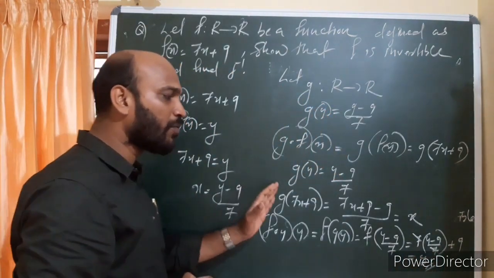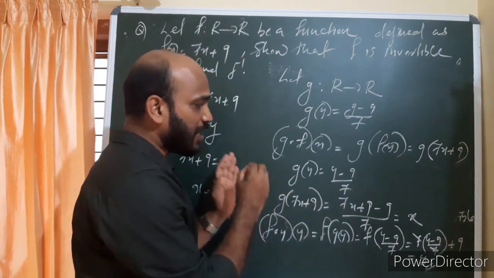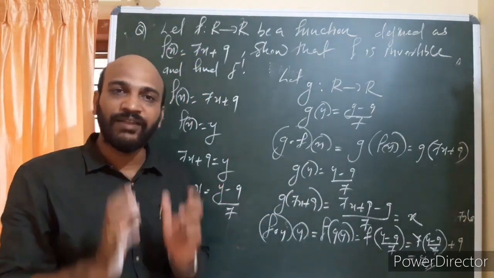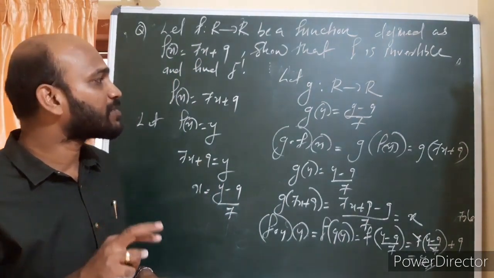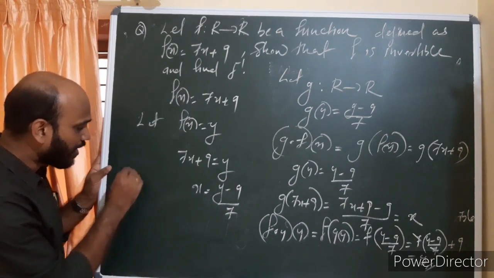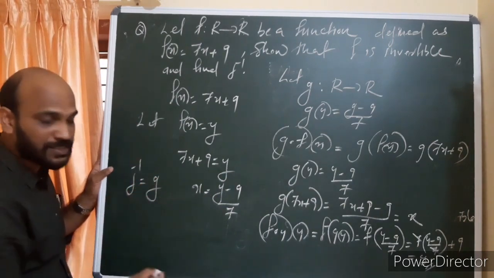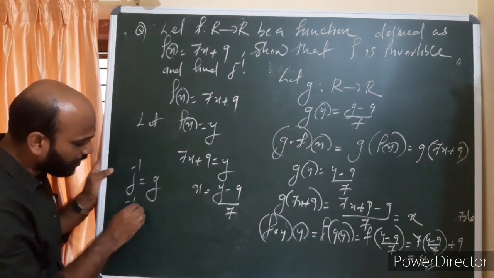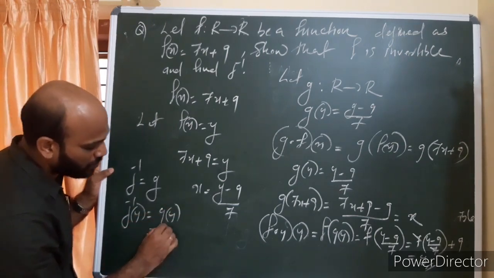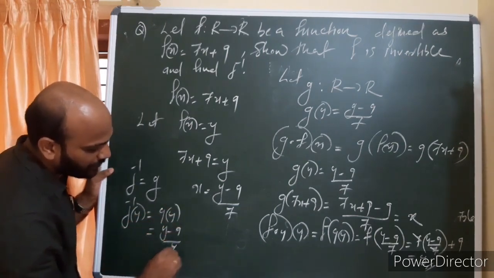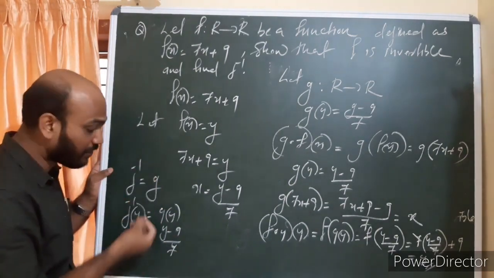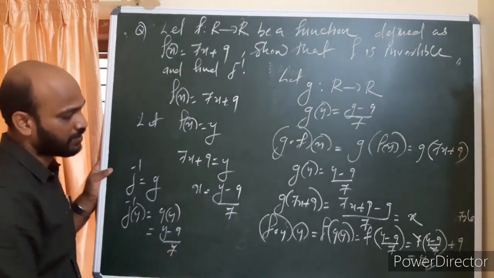So f of g of y equal to y and g of f of x equal to x. That means f is invertible and f inverse equal to g. So at last we can conclude like this: f inverse equal to g, meaning f inverse of y equal to g of y. What is g of y? g of y equal to (y minus 9) by 7. f inverse of x will be g of x, like that. f inverse of z will be g of z.